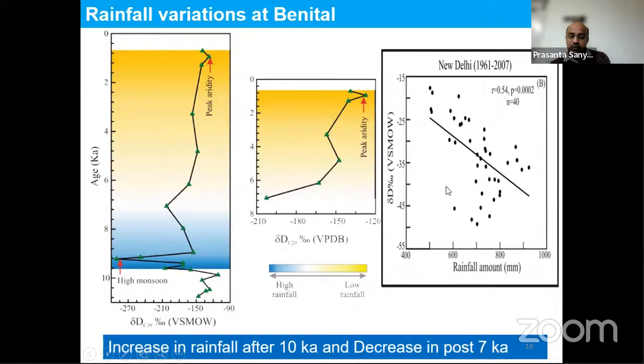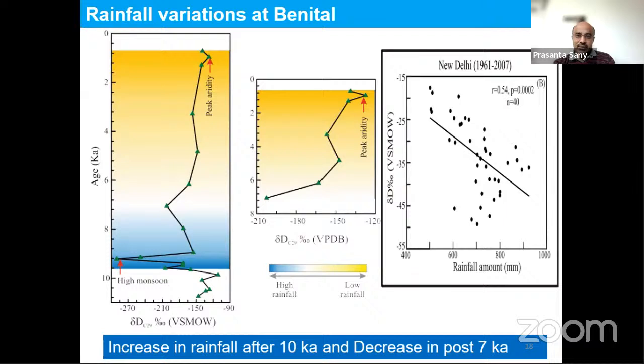So for that, we have taken the help of the daily rainwater. In this plot, the horizontal axis is the rainfall amount, and the vertical axis is the hydrogen isotopic composition of the rain. Here you can see that if you increase the amount of rain, the hydrogen isotopic composition gets lower, which we normally term the amount effect.